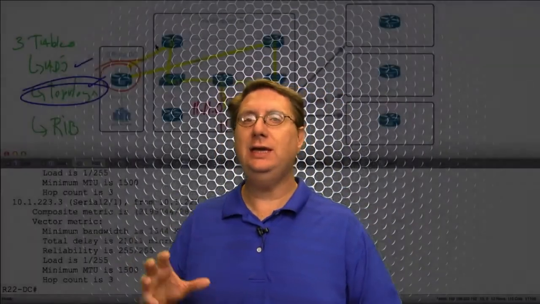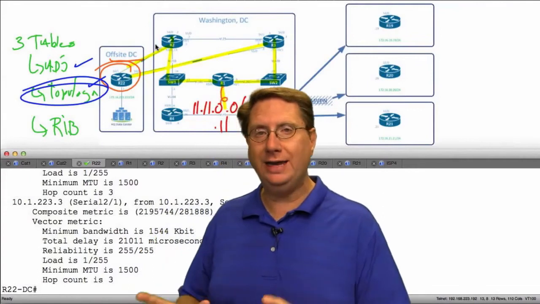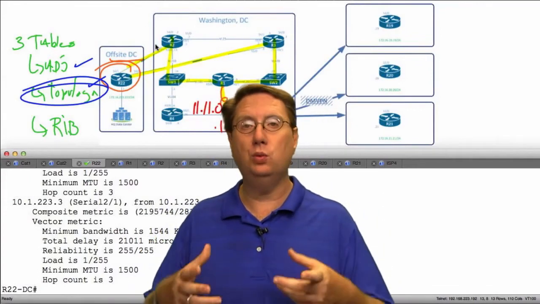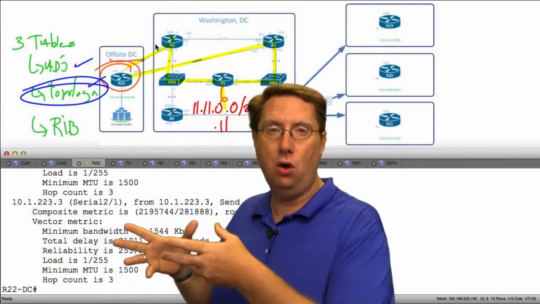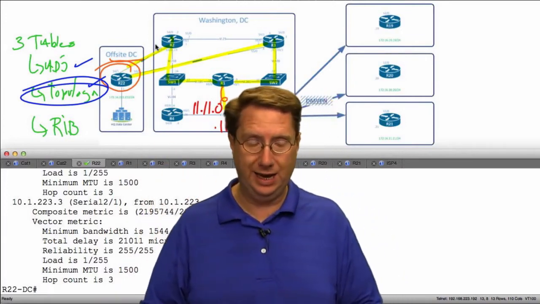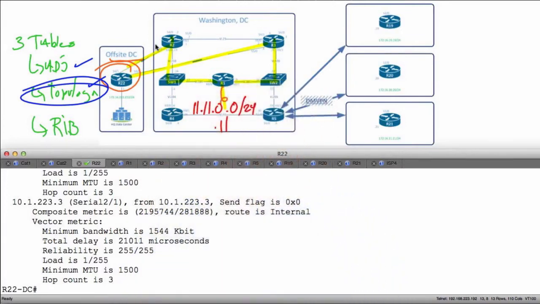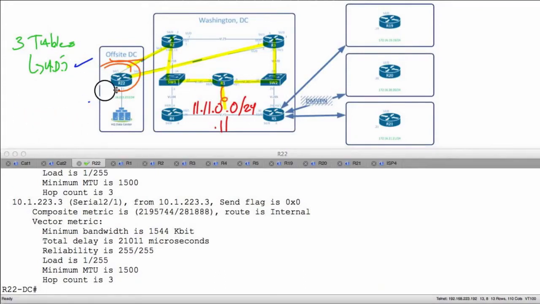Hey everyone, it's time for us to talk more about the feasibility condition. The feasibility condition is the process by which our EIGRP speakers are going to determine which prefixes can be installed in the topology table. So right now I'm going to defer any conversation about the routing information base and the adjacency table, and we're going to look specifically at the topology table.